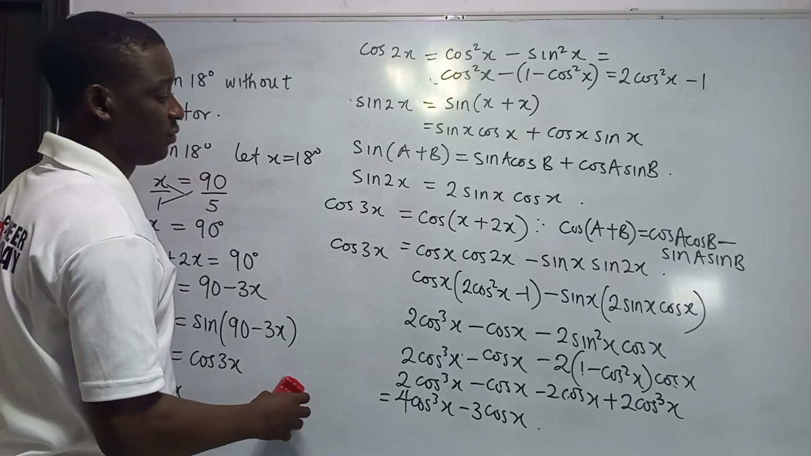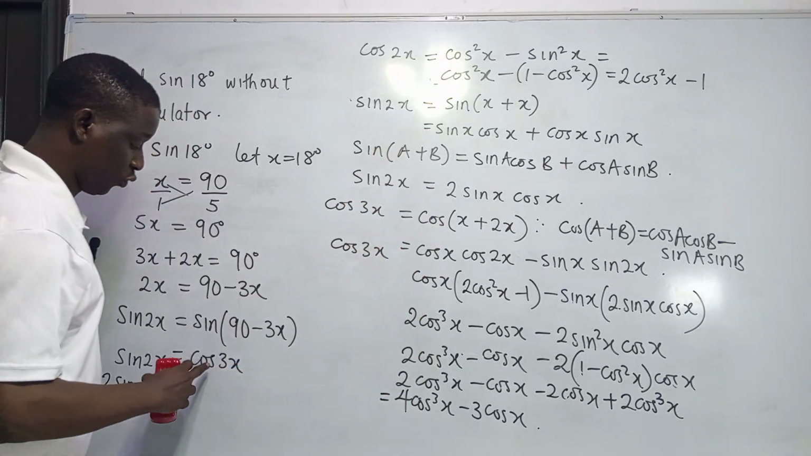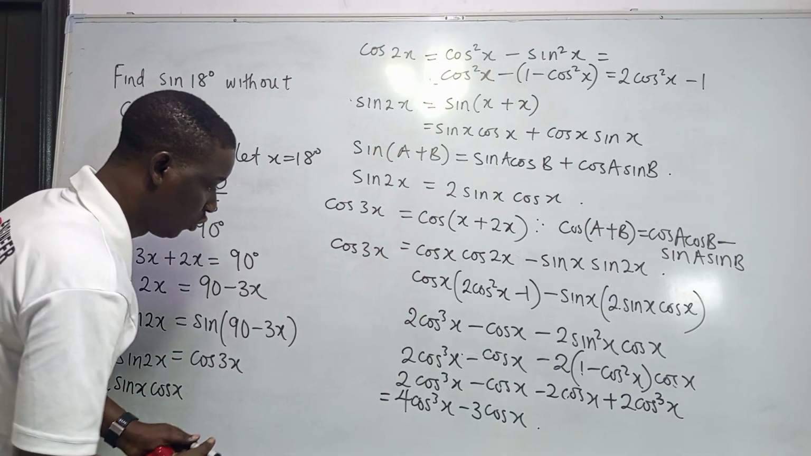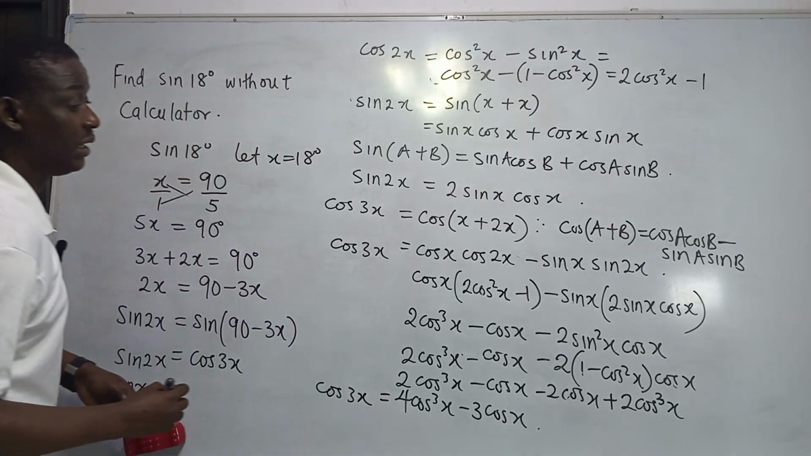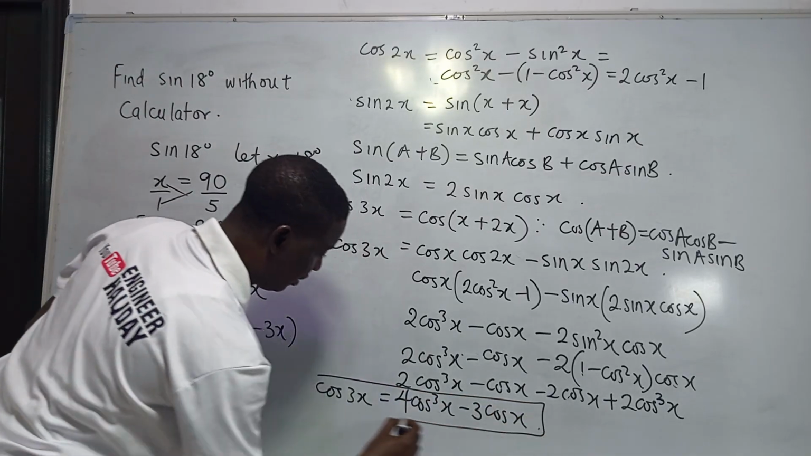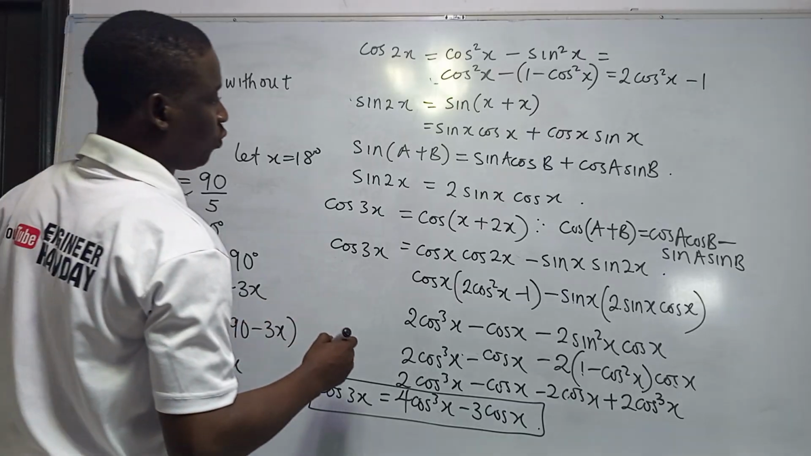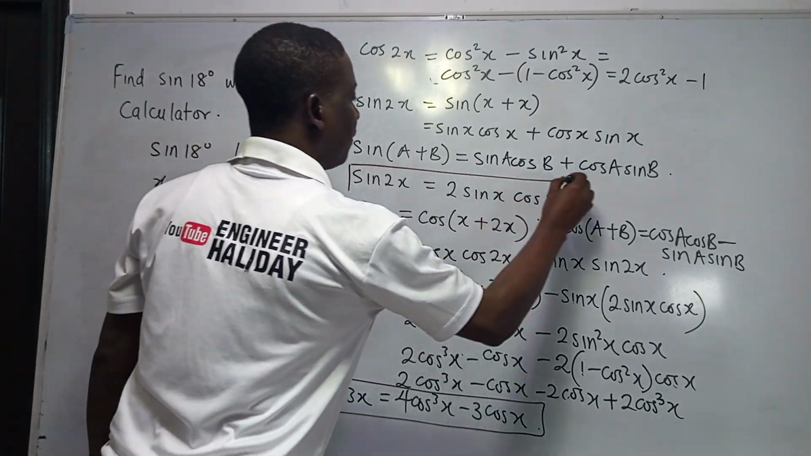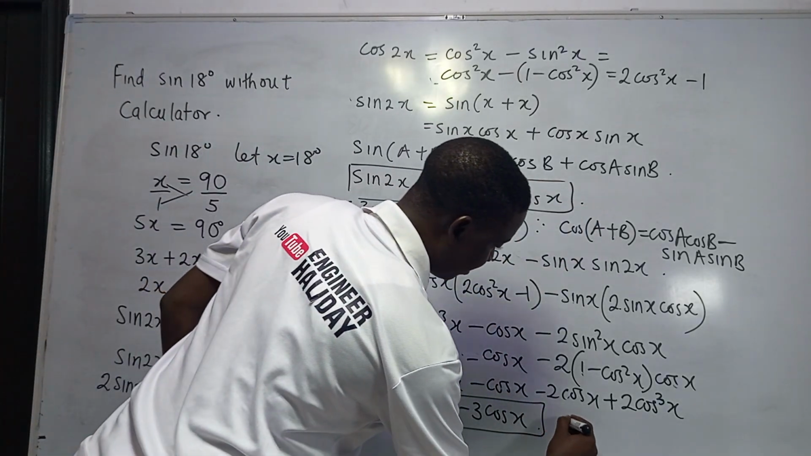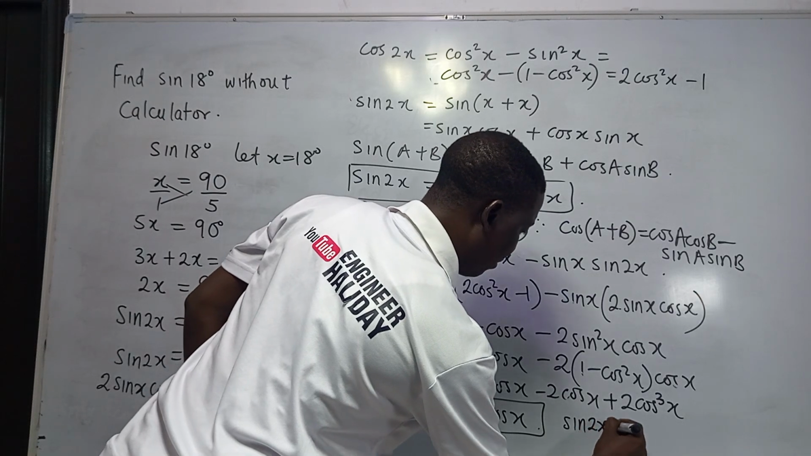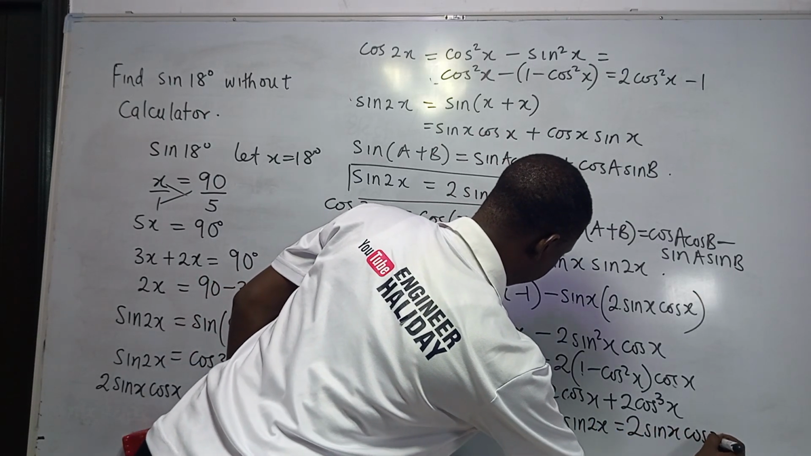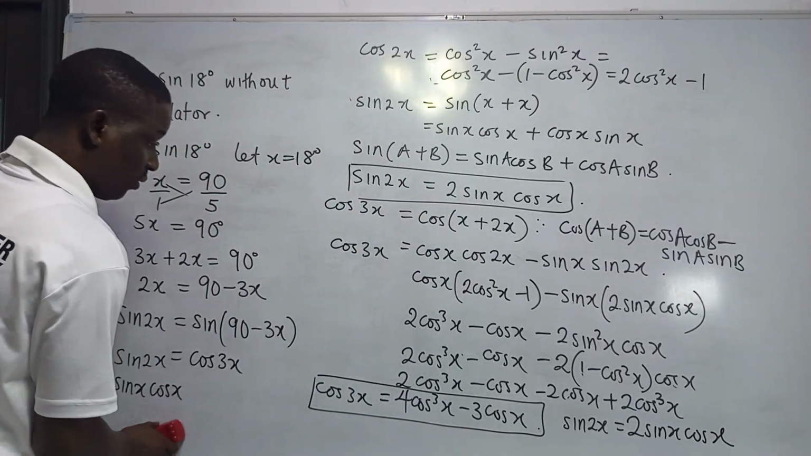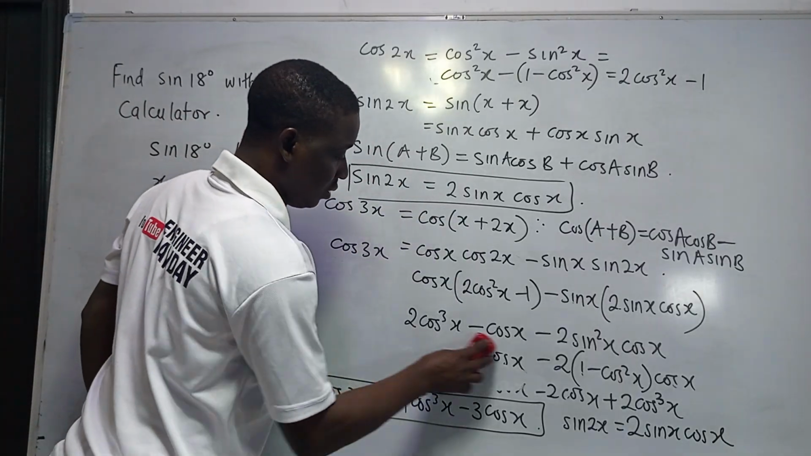So let us clean it. We have just used it to get our cos cube x, cos 3x rather. Then we have used this one for this, then this one for this. So let me write the two down so that we can have it at the back of our mind. And we've gotten what we needed. So all these ones will be erased and removed.